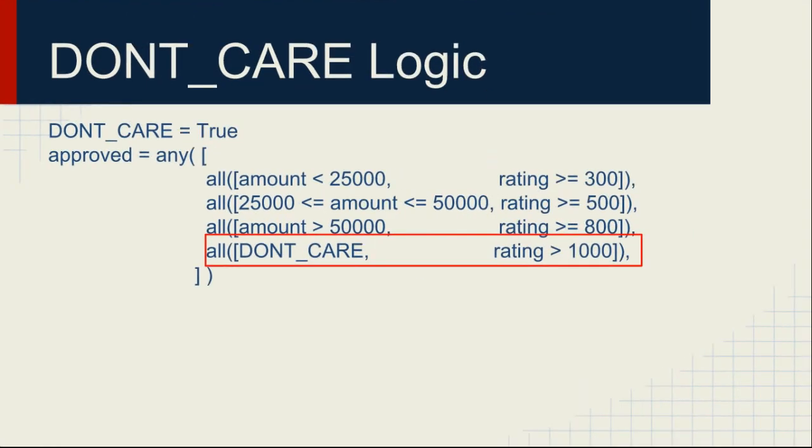So here's how we can express that in the logic table. Anytime you set a condition equal to a constant true value, that basically means we're going to ignore that condition in that particular rule. So here we've added a fourth rule to the table that says if your rating is over 1,000, we don't care how much you're asking for. We'll just approve it no matter what it is.